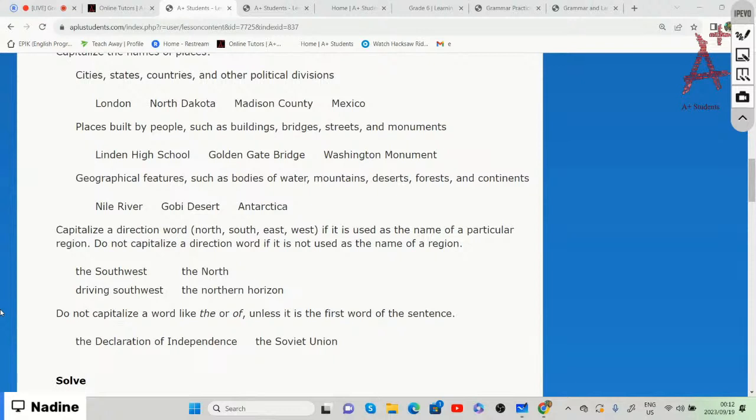So, for example, the Declaration of Independence. We don't capitalize it. But as soon as the word the is the start of a sentence, then you can capitalize it.